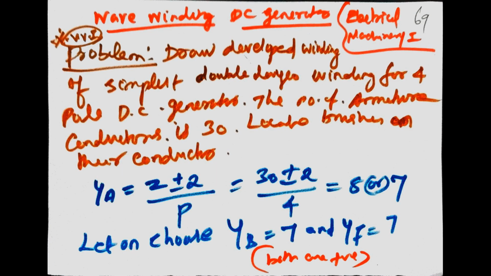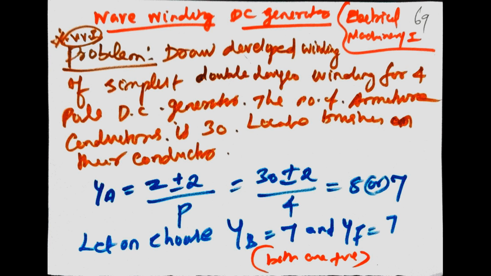Wave winding problem. Draw the simplest double layer wave winding for a 4-pole DC generator. The number of armature conductors is 30. Locate the brushes on the conductors. The YA formula is Z plus or minus 2 divided by P, that is, 8 or 7. Choose YB equal to 7 and YF equal to 7. In the theoretical part we read that the values are the same and both are positive. So YB and YF are equal to 7 with a positive sign.